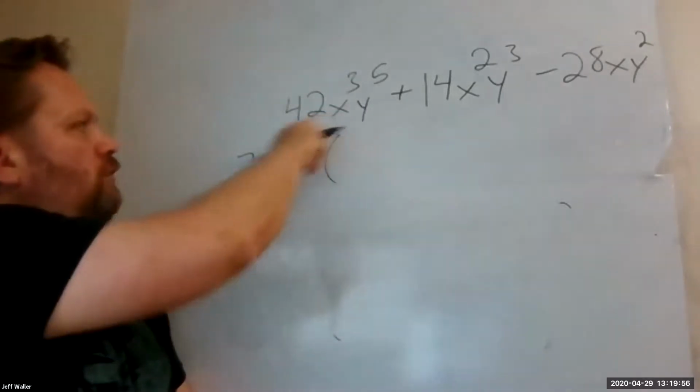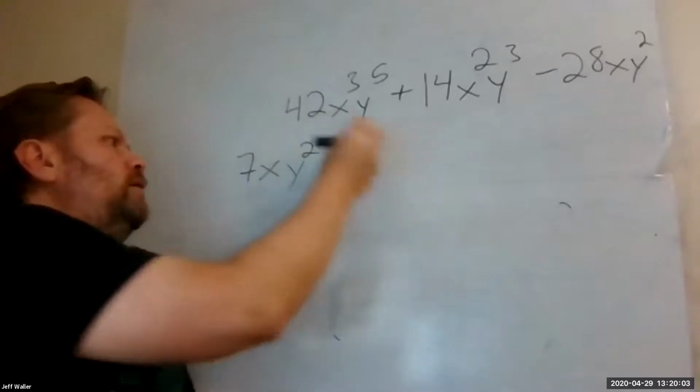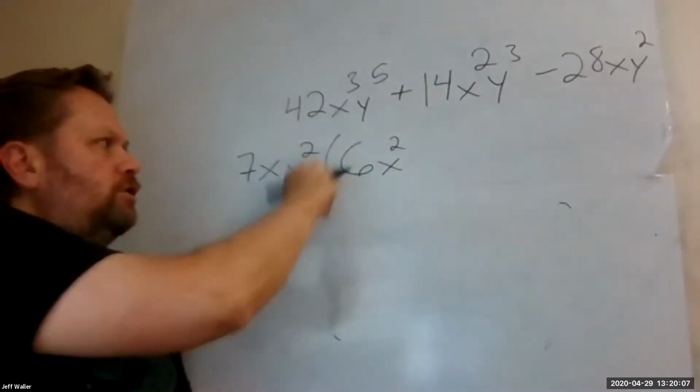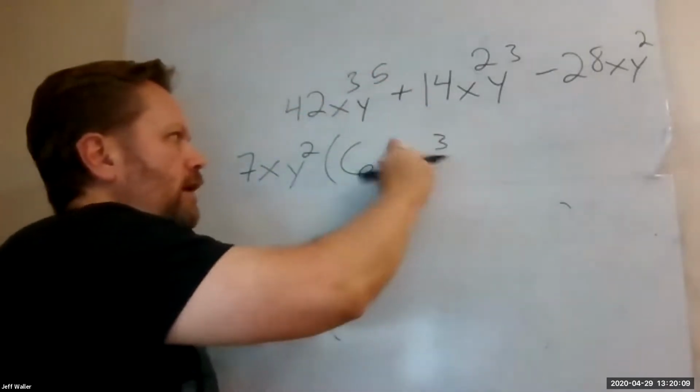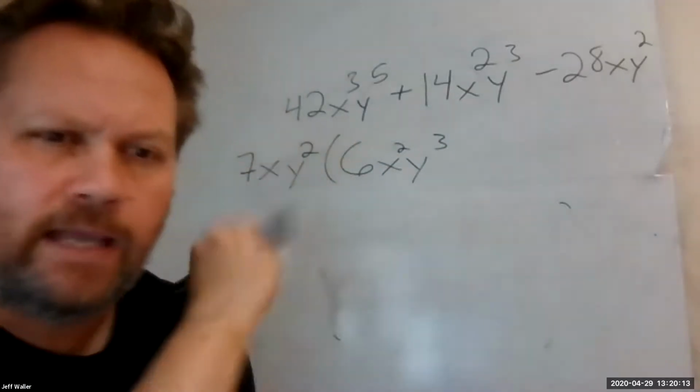What's 42 divided by 7? 6. And then I had 3 x's. I took 1. I've got 2 left. I had 5 y's. I took 2. I've got 3 left. Let me move that over a little bit. Do you see how I'm saying that? It's exactly how you can say it to yourself.